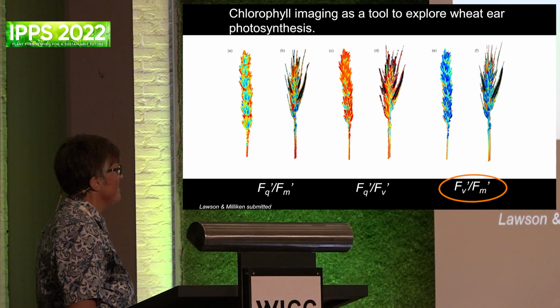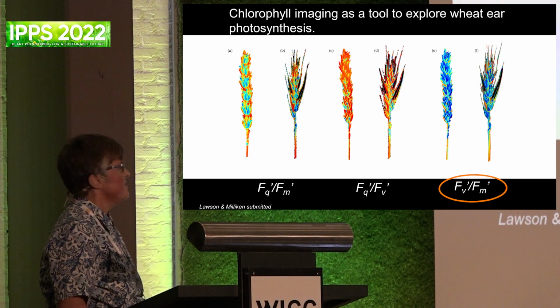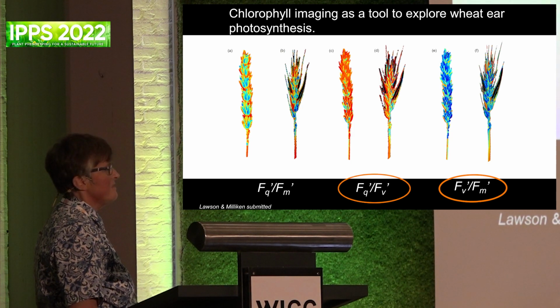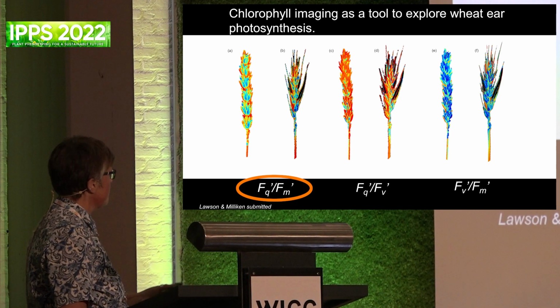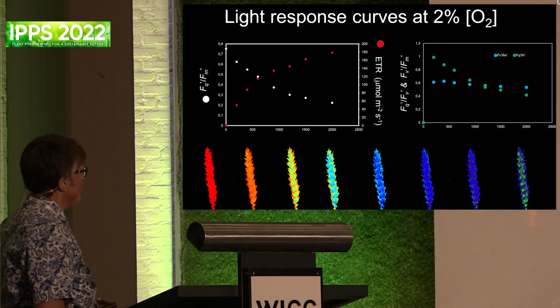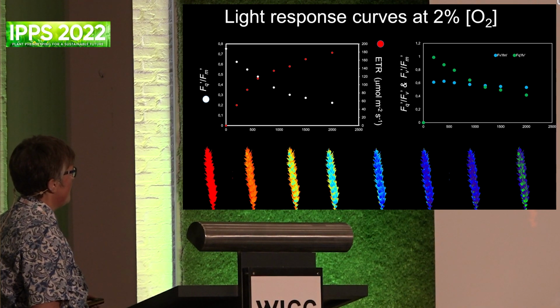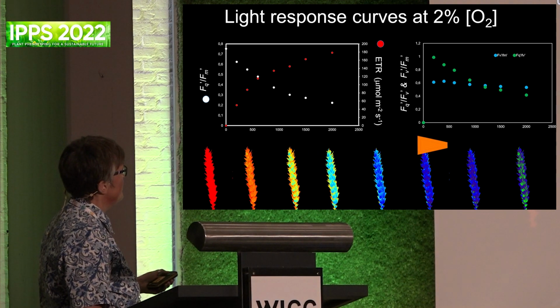So this is the maximum efficiency if all the centers were open, so any decrease in that value suggests an increase in non-photochemical quenching. And of course, if you multiply this by that, you get that. So this allows us to determine what's happening with that operating efficiency. We could do that for these ears, and this is an example of the ear going through a light response curve. So we start with an Fv/Fm, and then this is the operating efficiency decreasing as the light intensity increases here.